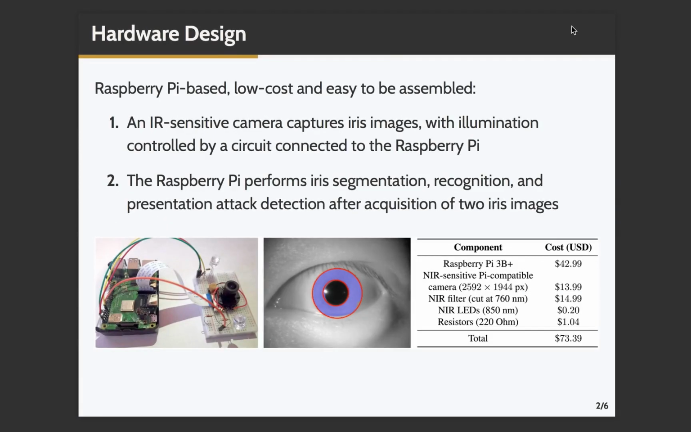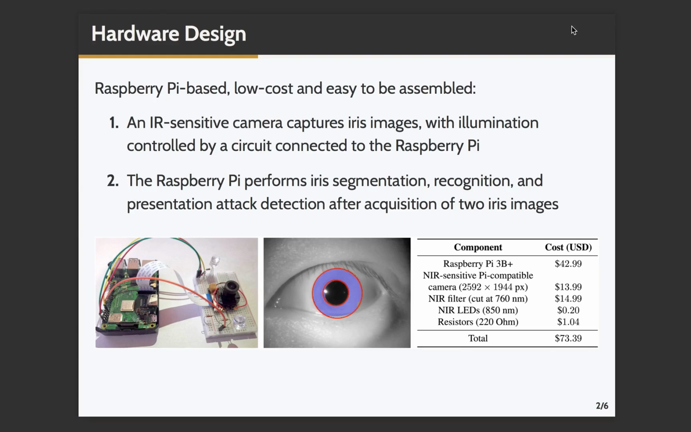Our hardware design is based on a Raspberry Pi, and it is low cost and easy to assemble. From the table on the right, we can see that the total cost of this entire system is less than $75, and that takes into account all the possible elements that we're going to use.